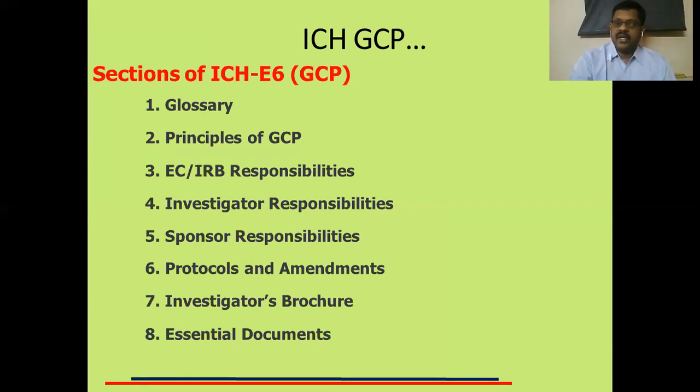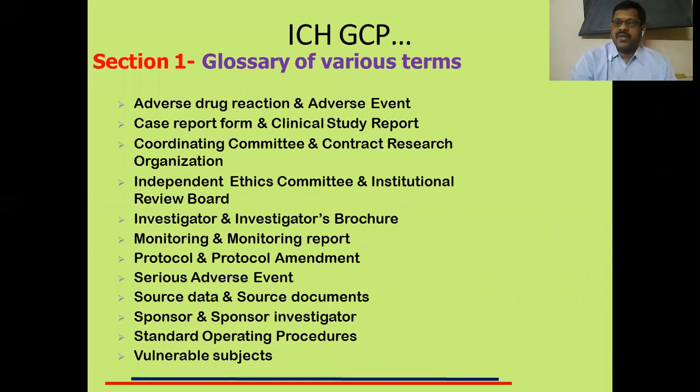Fourth one is investigator responsibility. Section 4. Section 5 is sponsor responsibility. 6 is protocol and amendments. 7 is investigator's brochure. 8 is essential documents. So like that there are 8 sections under ICH GCP guidelines. Okay.